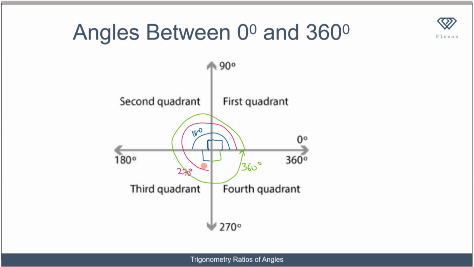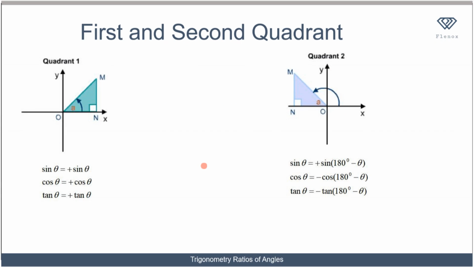So how do we go about this? So there are some special relationships to that. And in the first quadrant, this occurs for values that lie between 0 and 90 degrees. So theta value is between 0 degrees, which is here, to 90 degrees, which is here. So my sine theta is equal to plus of sine theta, my cos theta is equal to plus of cos theta, and my tan theta is equal to plus of tan theta.